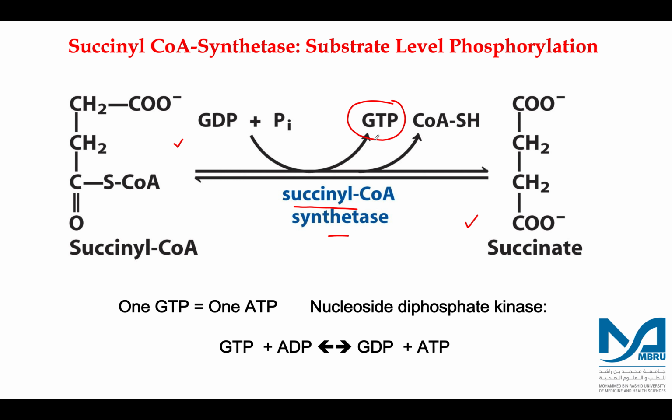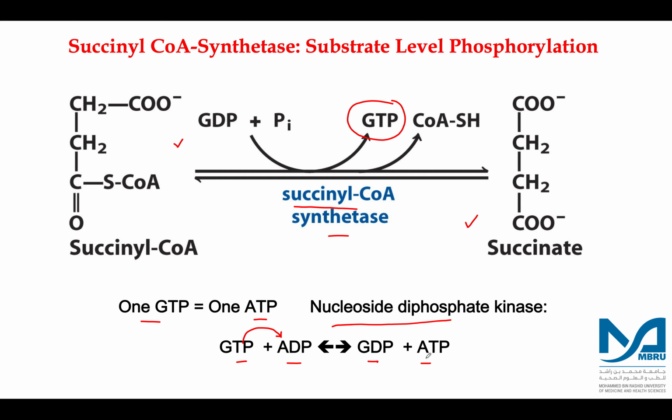And this step in the citric acid cycle is an example of substrate level phosphorylation. The GTP that is produced in this step is converted to ATP by the enzyme nucleoside diphosphate kinase. And you can see here GTP plus ADP, and there is transfer of one phosphate to ADP. So GTP gets converted to GDP and ADP gets converted to ATP.